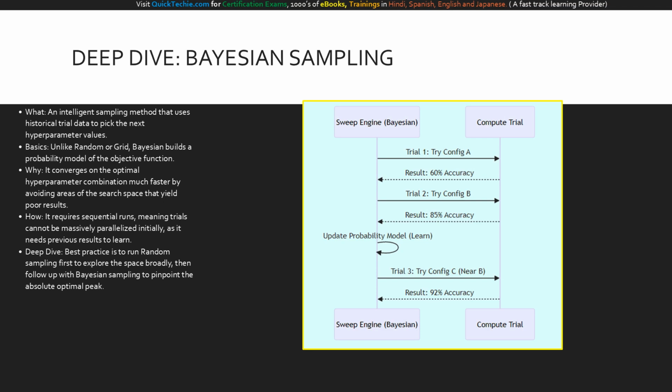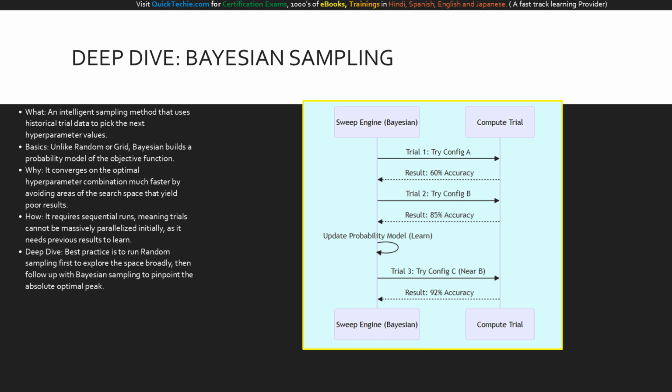Let's take a deep dive into the most sophisticated option, Bayesian sampling. What makes it special? Bayesian sampling is intelligent. It uses the results of previous trials to mathematically dictate what values it should test next. At a basic level, it builds a probability model of your target metric. Why is this so powerful? Because it actively learns. If it notices that a high learning rate causes the accuracy to plummet, it will completely avoid that area of the search space in future trials, converging on the optimal peak much faster.